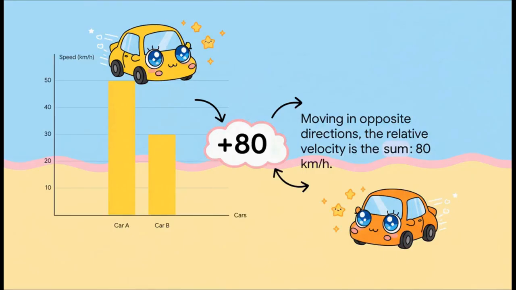But what if they're driving towards each other? Well, in this case, you add their speeds together. From the perspective of either driver, that other car is flying towards them at a combined speed of 80 kilometers per hour. And this, right here, is why head-on collisions are so incredibly devastating. The relative velocity is just massive.